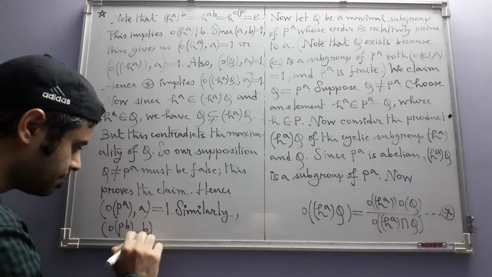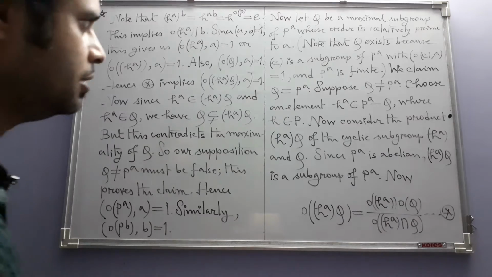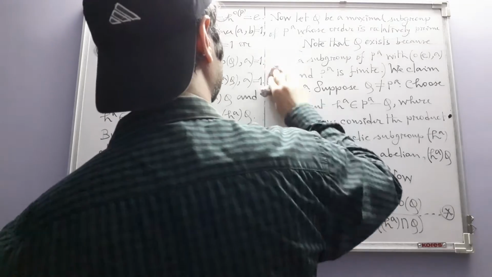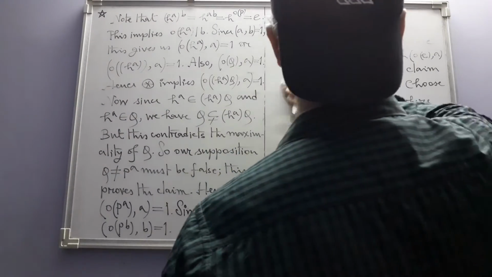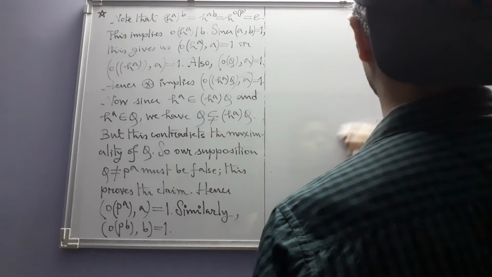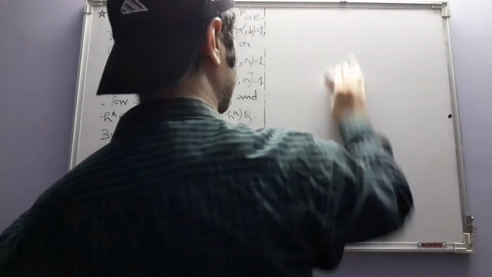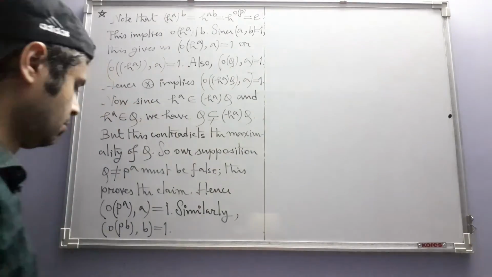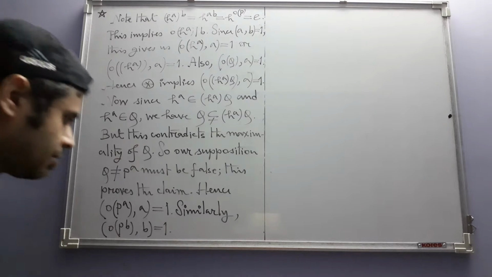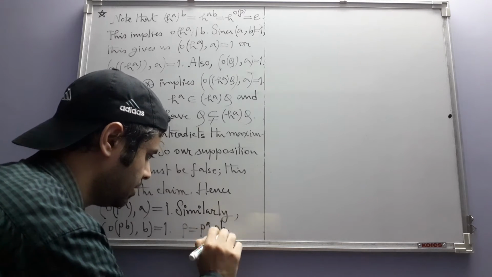B is relatively prime to B. Whatever we have done with PA, we can also do with PB. Okay, but recall that we have already proved that P is equal to PA, PB.